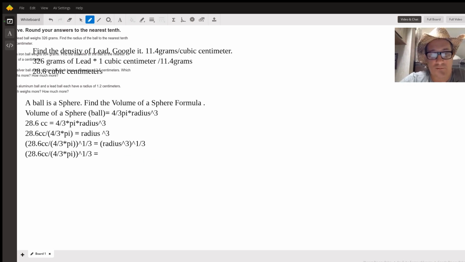What is 1/3, by the way? We'll talk about that. So for your first problem, and it's going to be the answer to all the other problems, you just need to do the math and work with the units. The radius is going to be the cube root of 28.6 divided by 4/3 times pi. That's going to be the radius of that lead ball.